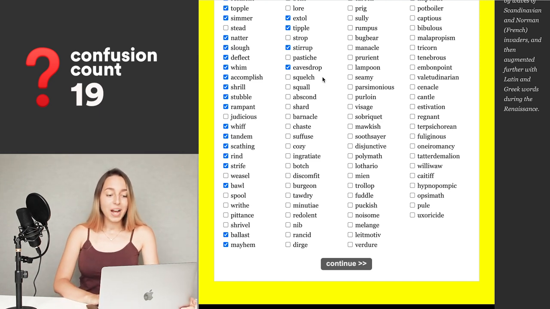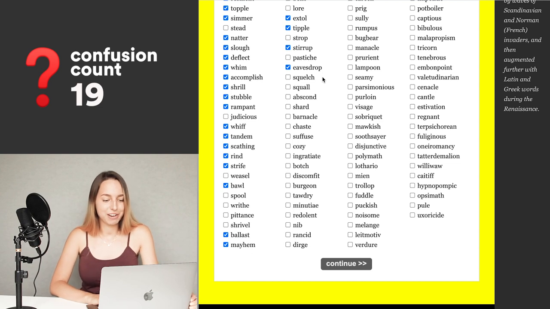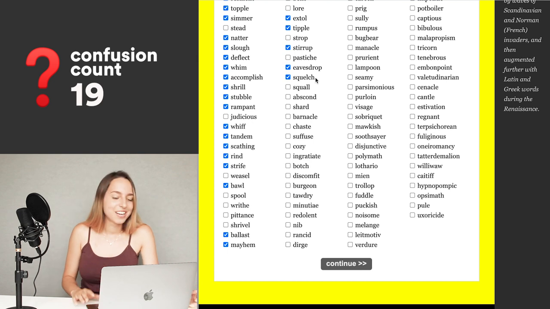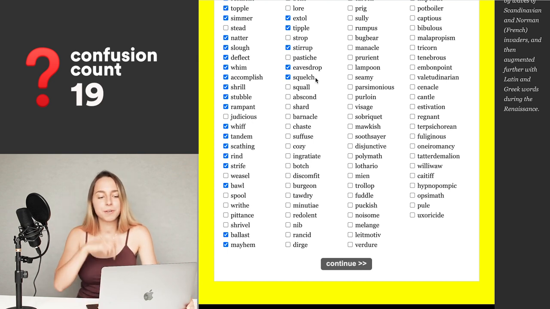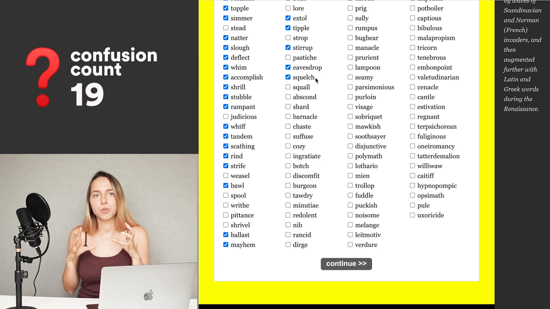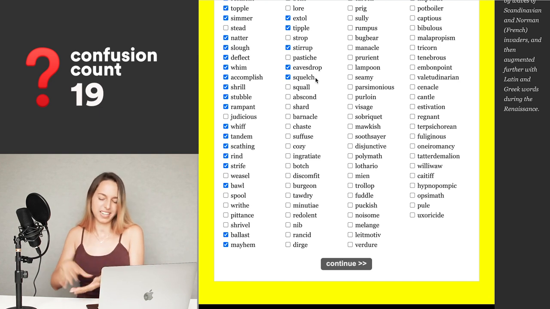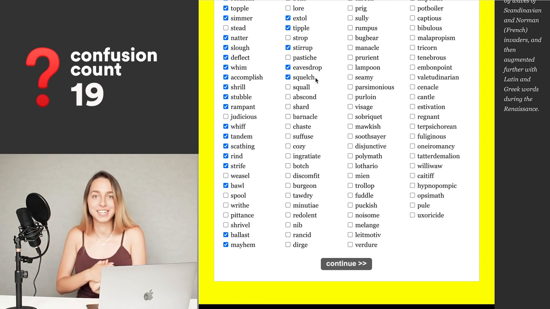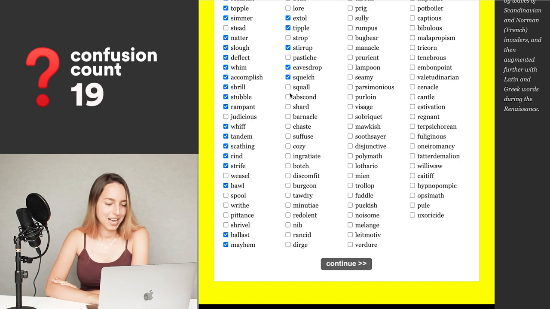Squelch. So squelch is, again, a very rare word, but I know what that means because I read books in English, guys. No, I'm kidding. But this word, I guess I saw it in a Jane Eyre book or something. It's a sound that your boot makes when you're going in mud. It's like squelch, squelch. Great explanation. But yeah, I know what it is.